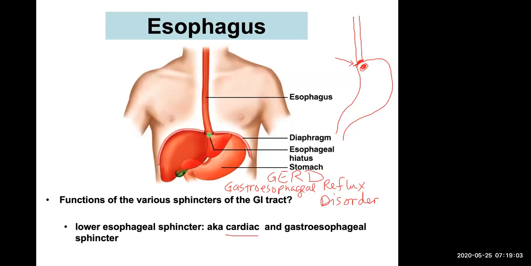And so this condition is more than just the occasional heartburn, okay, that we sometimes get. This is a serious disease where the esophagus gets severely damaged and inflamed, and it causes chronic heartburn, chronic discomfort whenever people eat certain types of foods. All right, so that's GERD, and it's due to a weakening of this cardiac sphincter, and that allows the contents of the stomach to reflux back up into the esophagus.